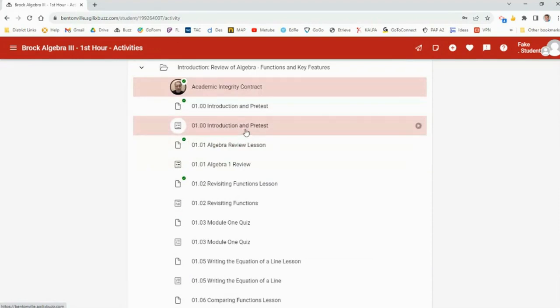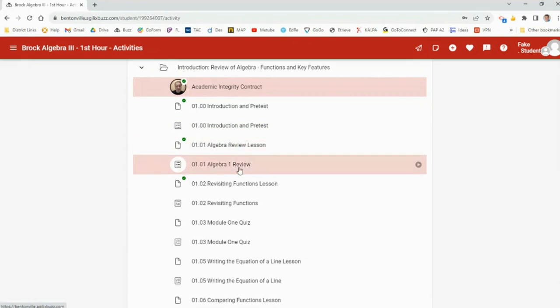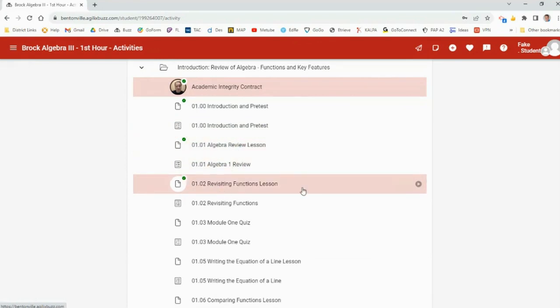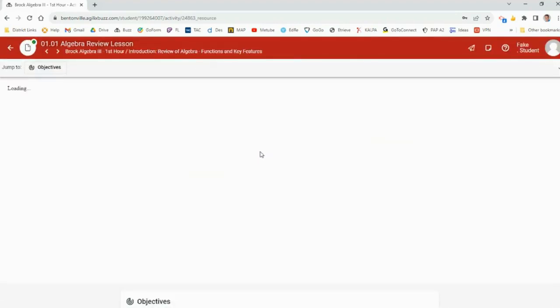You have a pretest. I'm not going to go over the pretest. That's just to see what you remember from previous algebra classes. So that pretest you do whenever, but we're not going to cover that. I'm going to go over the Algebra 1 review lesson, and revisiting functions, because this is where it kind of gets pushing you on what you remember. So let's look at these real quickly, and then I'm going to do some examples with you.